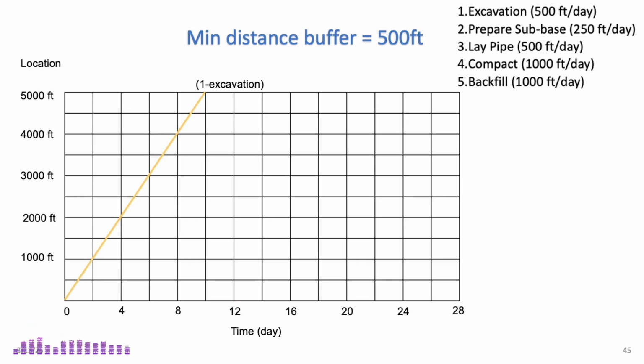Now, let's begin with the first activity, which is excavation. Since excavation progresses at a rate of 500 feet per day, completing the entire 5,000 feet will take 10 days. The activity starts at the origin point, where both time and location are 0, and its endpoint is at day 10 and 5,000 feet. Following excavation, the next step is the subbase activity, which moves at a slower pace of 250 feet per day. Because of this lower production rate, it will take 20 days to cover the 5,000 feet.